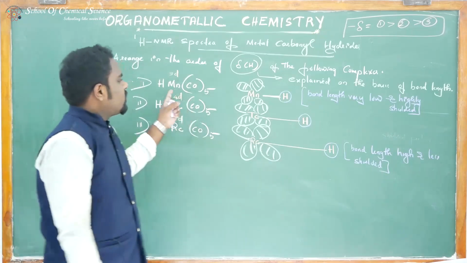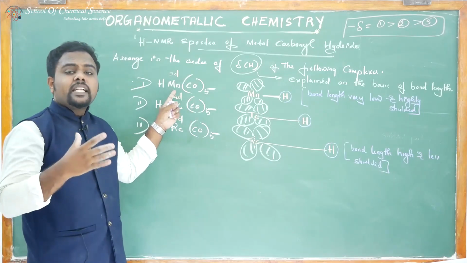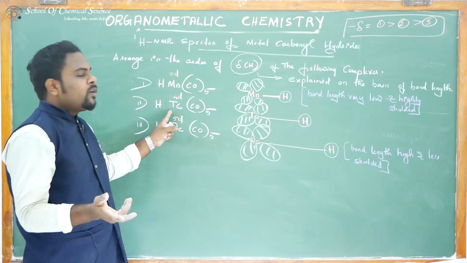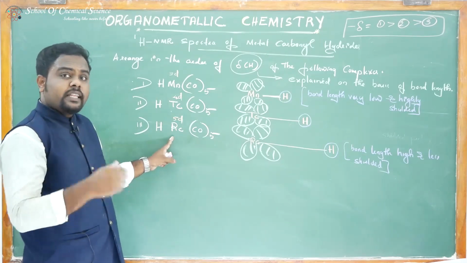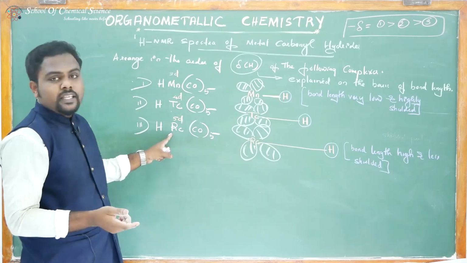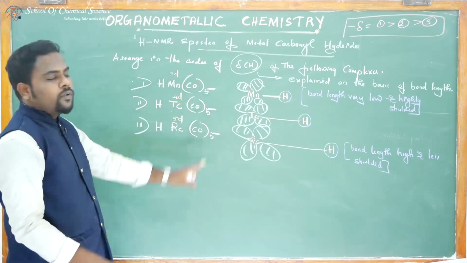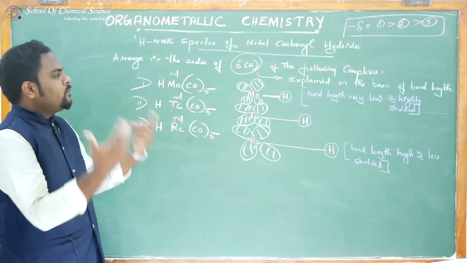Suppose for the first complex it will be minus 30, then minus 20, then minus 10. So negative delta: negative 30, negative 20, negative 10. Negative delta is highest for the first complex, because it is more shielded.